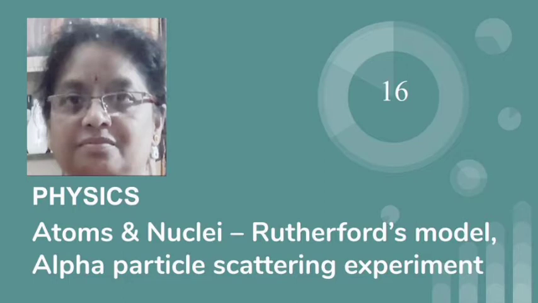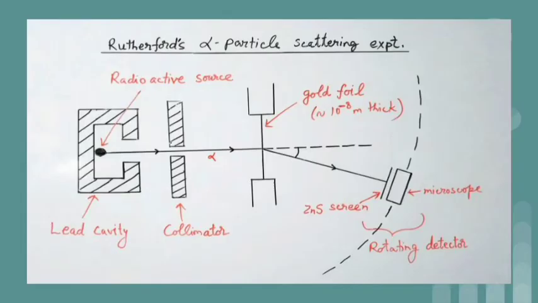You know that an alpha particle is a helium nucleus with 2 protons and 2 neutrons. Hence, it has 4 units of mass and 2 units of positive charge. There are many radioactive elements that emit alpha particles. Here you see the experimental arrangement in the given diagram, in which a radioactive source of alpha particles, bismuth 214 83, is placed in a lead cavity. The emitted alpha particles are collimated into a narrow beam using lead slits called a collimator.